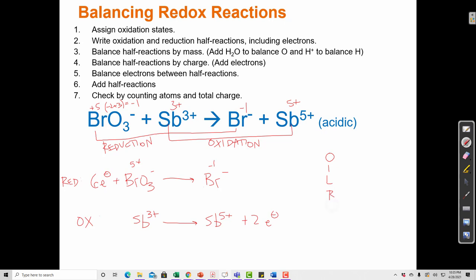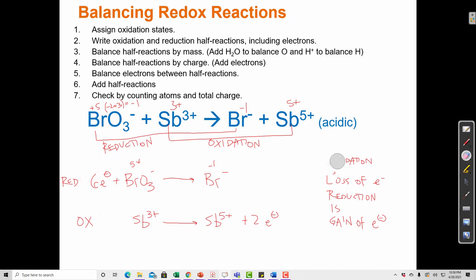Oil rig. Oxidation is loss of electrons. Reduction is gain of electrons. So if a reduction is gaining electrons, how do I gain electrons? Well, they are reactants when I gain them. If an oxidation is loss of electrons, how do I represent a loss of electrons in a chemical reaction? I represent them as products. So gaining electrons, then they are reactants, that's a reduction. Losing electrons, then they're products, that's an oxidation.